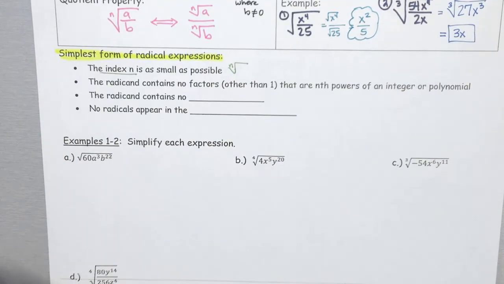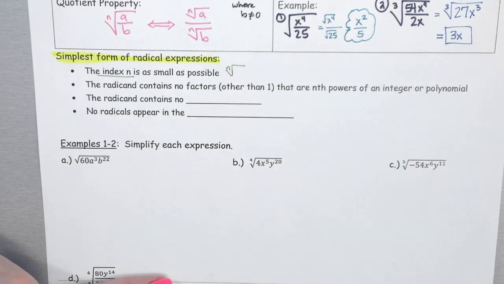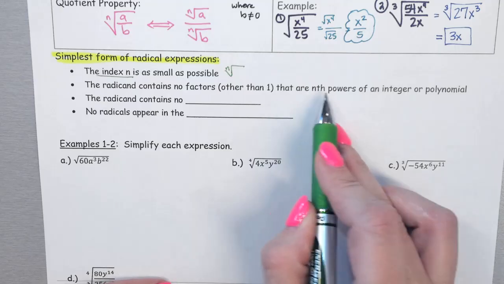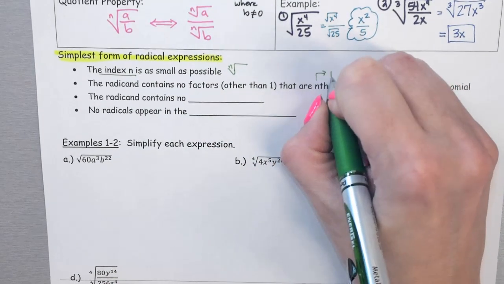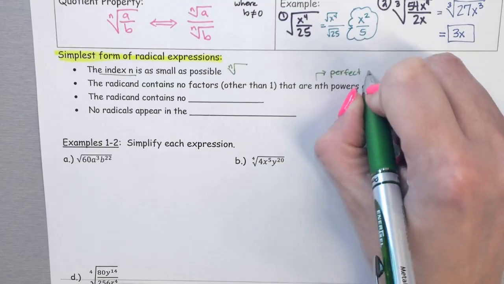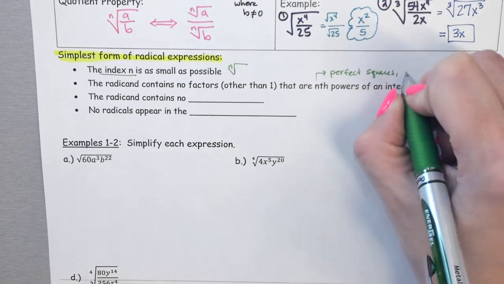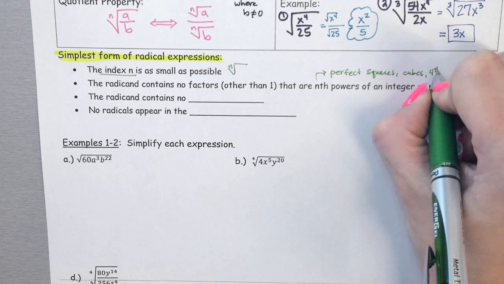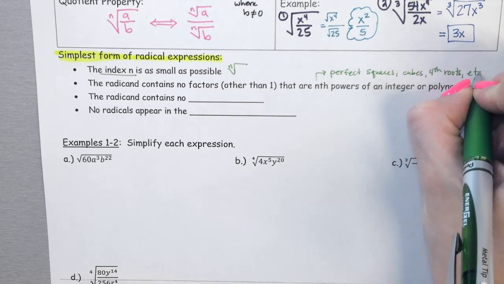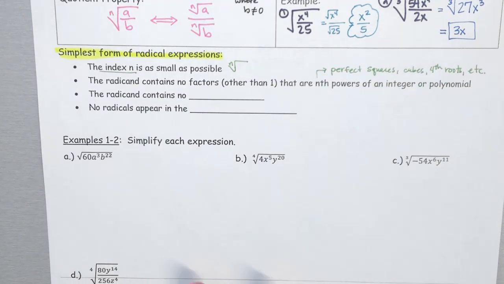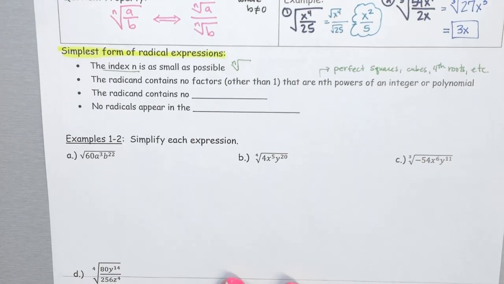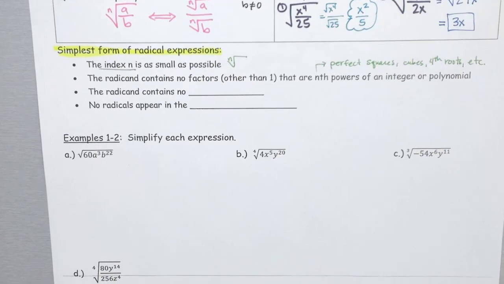Okay, the next thing is that the radicand contains no factors other than 1 that are nth powers of an integer or polynomial. And I know that's a lot to process. So when they're saying they are nth powers, that just means if they're perfect squares or cubes or 4th roots, etc. Right? 5th root, 6th root. So when they say that they're nth powers, they mean that it's a perfect square. 2 squared, 3 squared. Okay, perfect cubes. 2 cubed, 3 cubed.